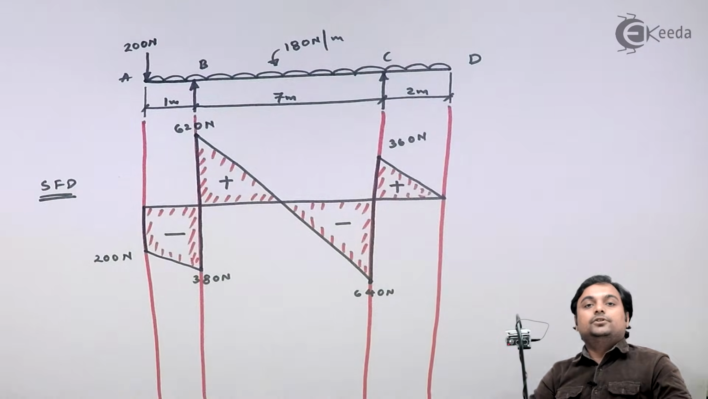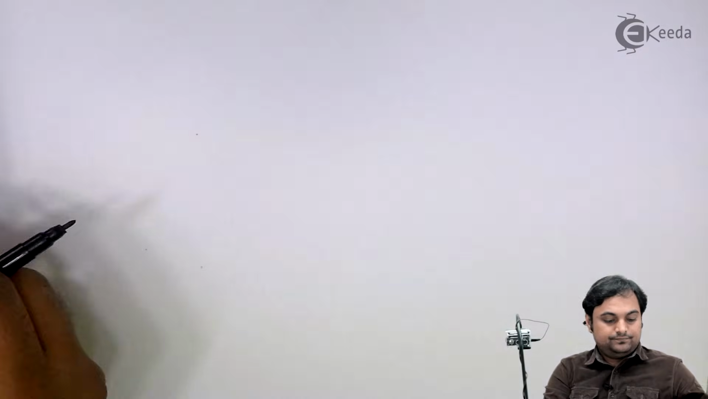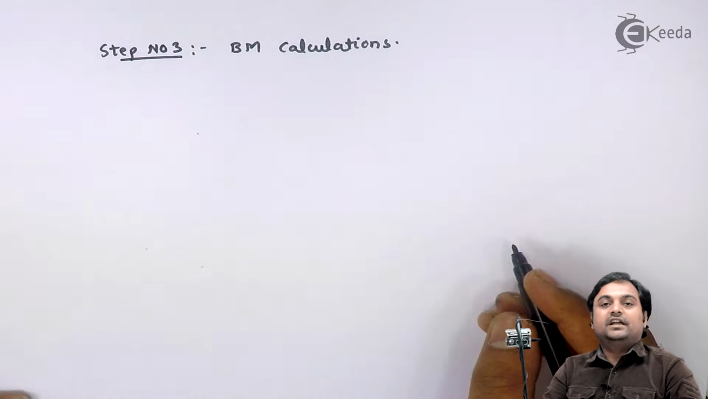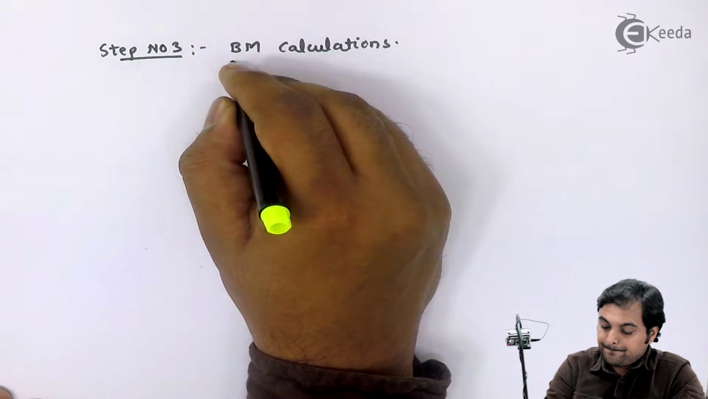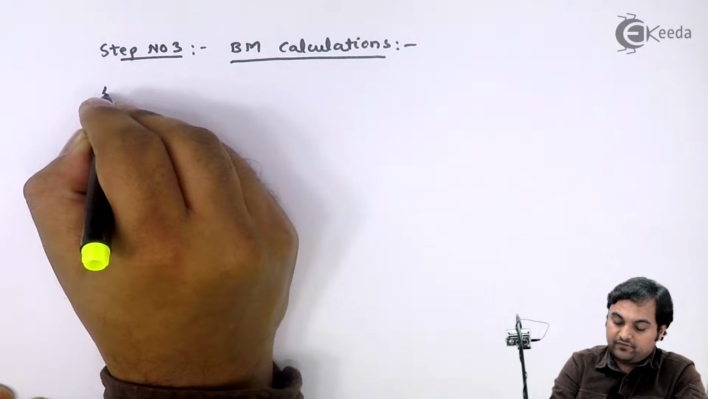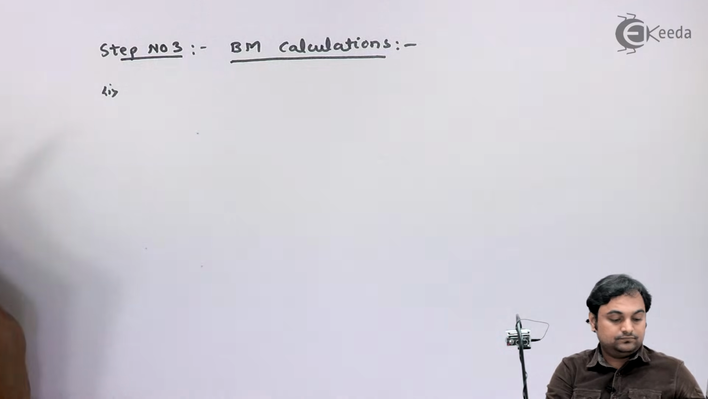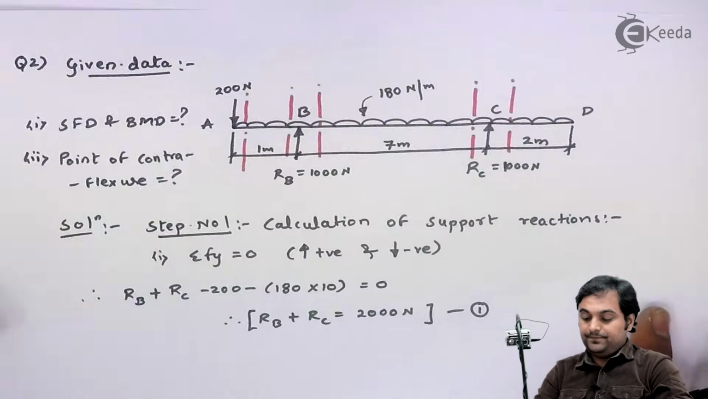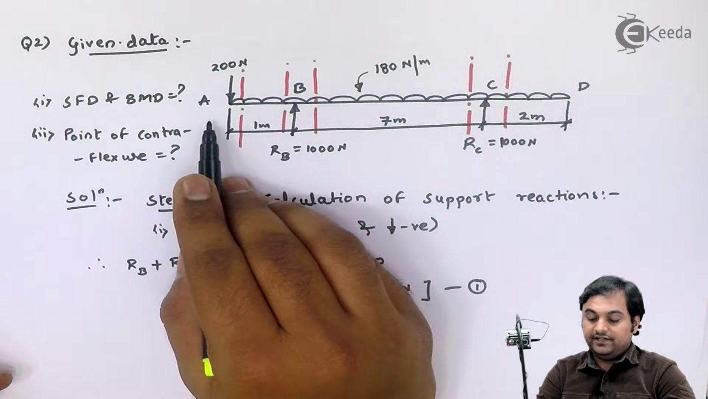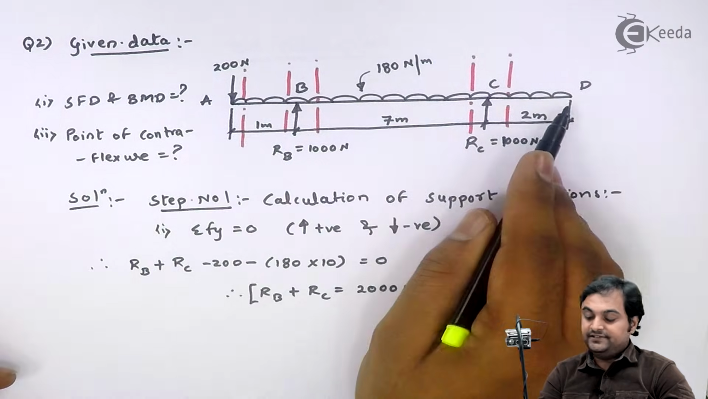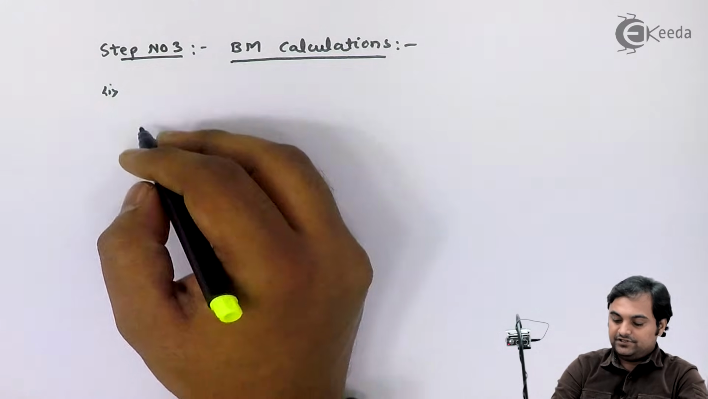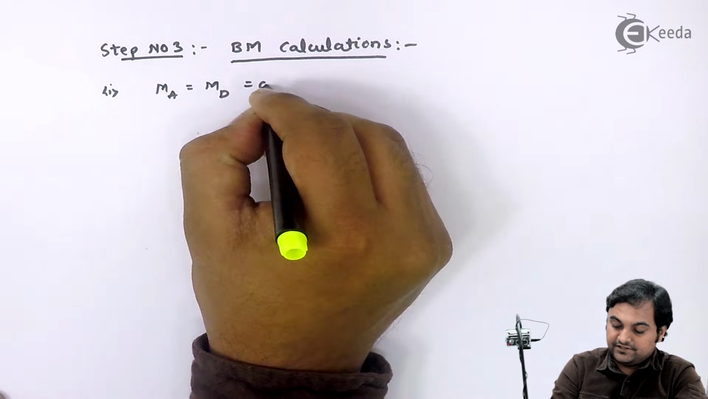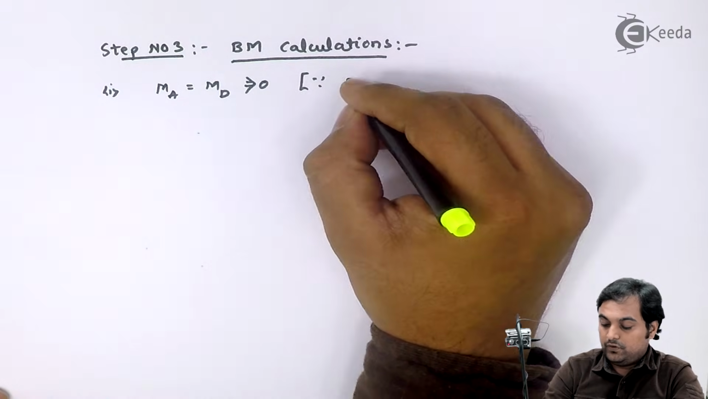Now after completing step number 2, let us go on to step number 3. Step number 3 is bending moment calculations. First, as we see here, the given beam is overhanging. So at the overhanging end A and D, bending moment will be 0. So first I'll write down moment at A is equal to moment at D, and that is 0 since overhanging beam.